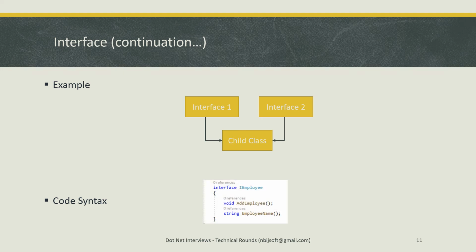In the example, this is how we can create an interface. Put interface as a keyword and a valid name; I put IEmployee, in which we have two methods: void AddEmployee and string EmployeeName. Here we don't see any full implementation of those methods. Actually it's a pure abstract class. We don't have any method implementations in interfaces. Again, we don't have any access modifier like private or public. By default it's public.